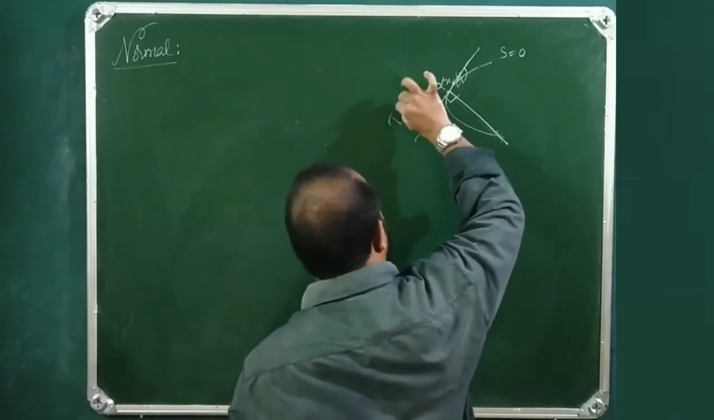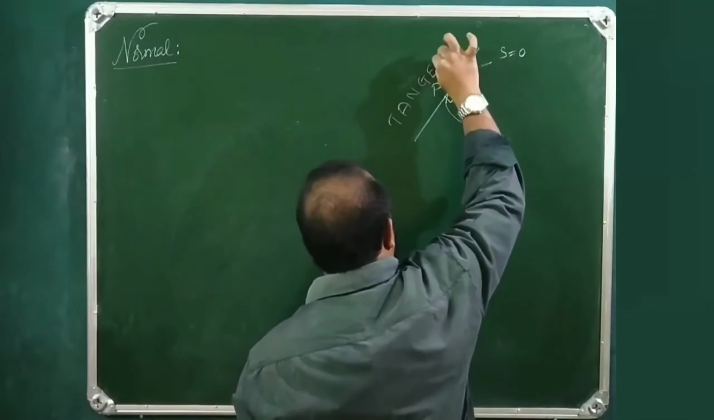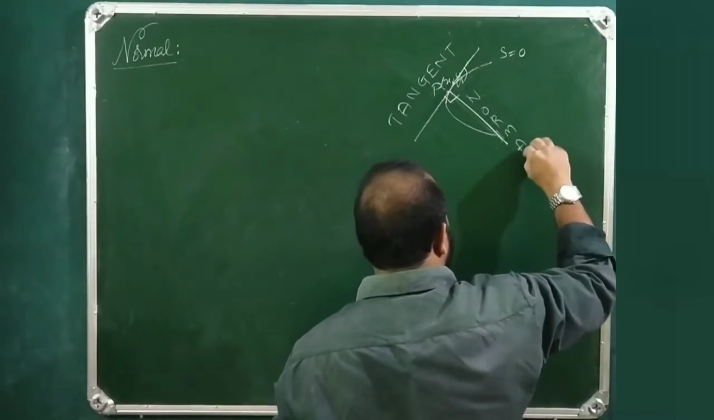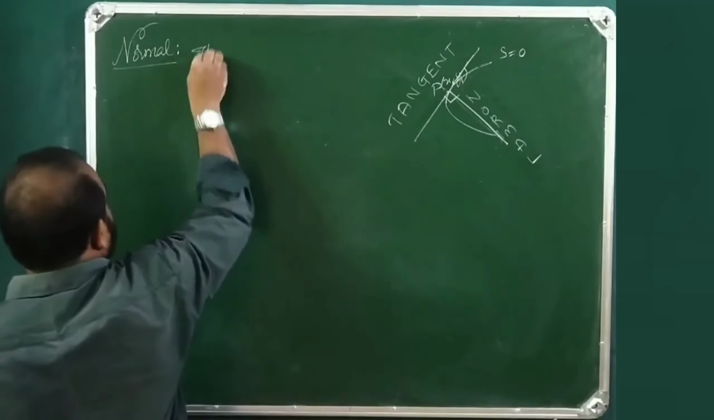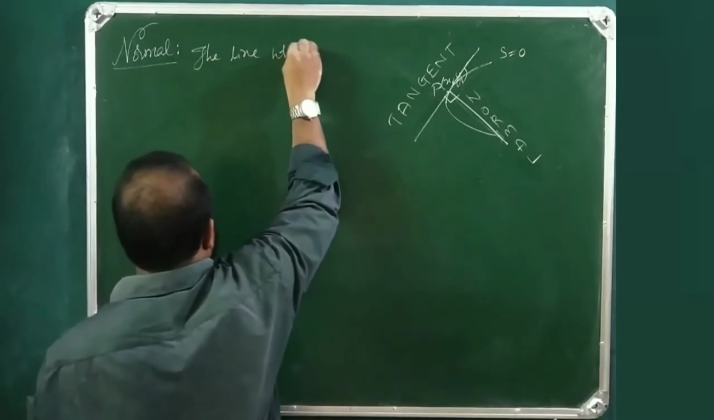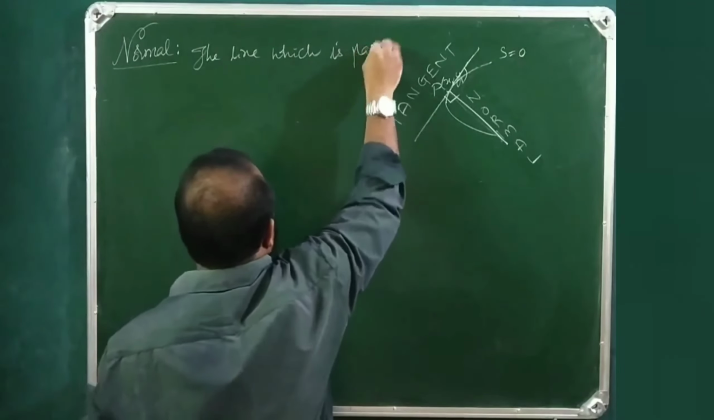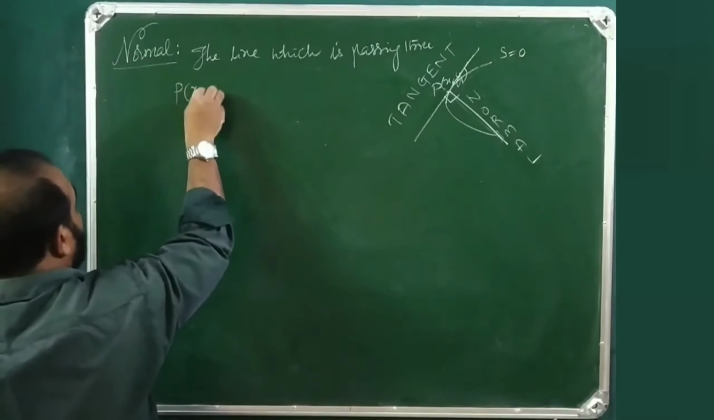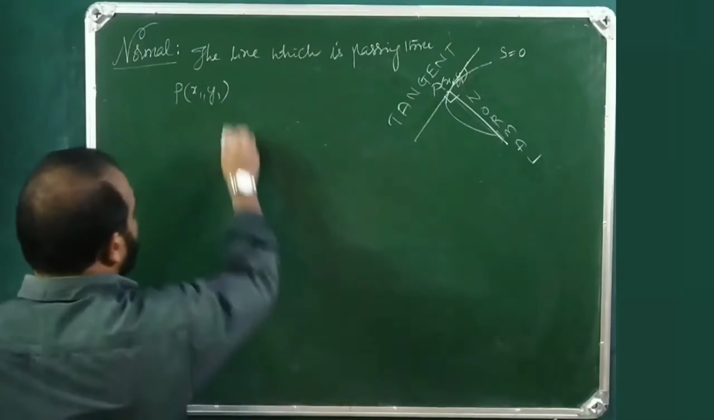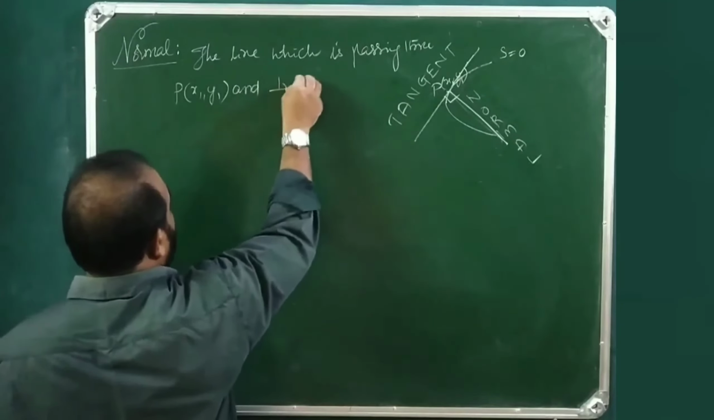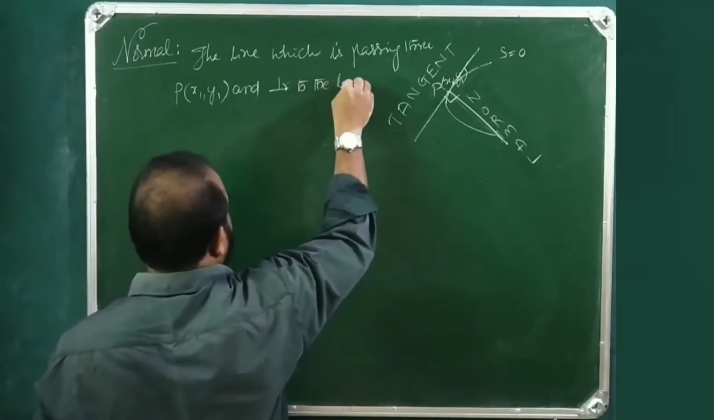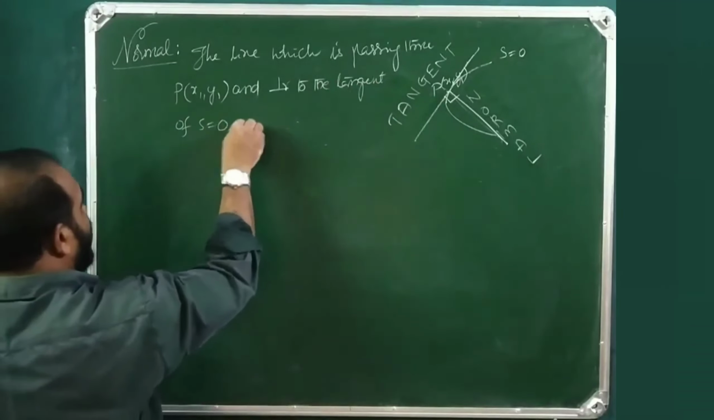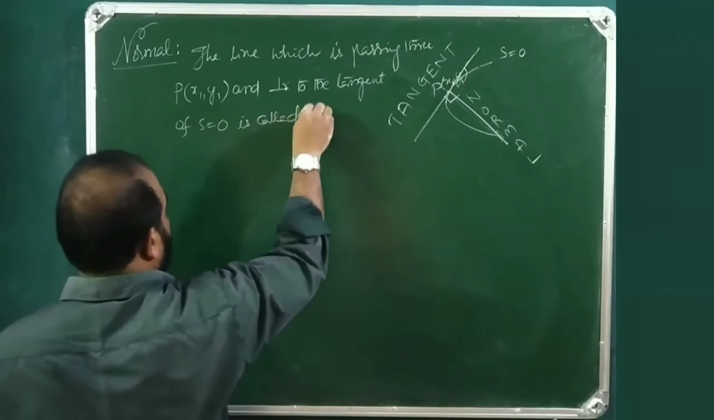This is the tangent, and what is this? This is our normal. So the line which is passing through P(x1, y1) and perpendicular to the tangent of S equals 0 is called the normal.